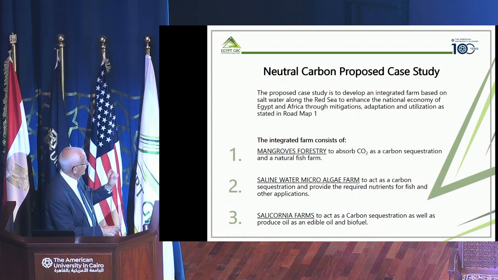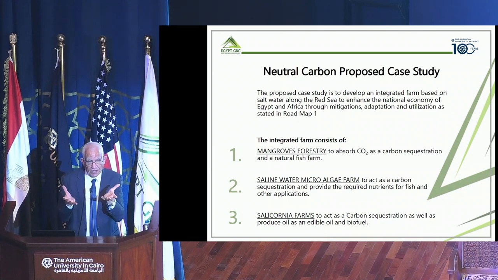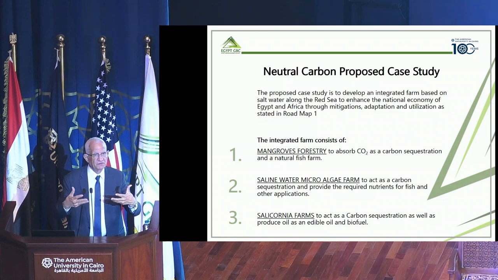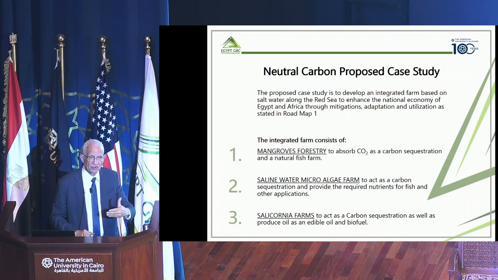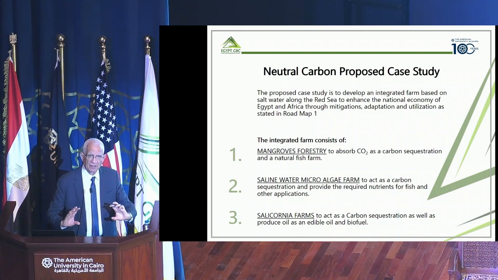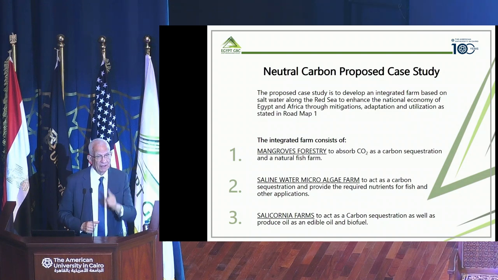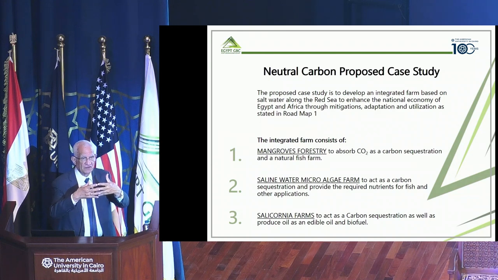The second one here is what is called saline water macroalgae. Now, the fish will grow underneath the mangroves. But if you feed them with spirulina, for example, which is a saline water macroalgae, then this will enhance the growth rate of the fish. And in this way, you already encourage the natural incubator underneath the mangroves and enhance the fish production. That's number one.